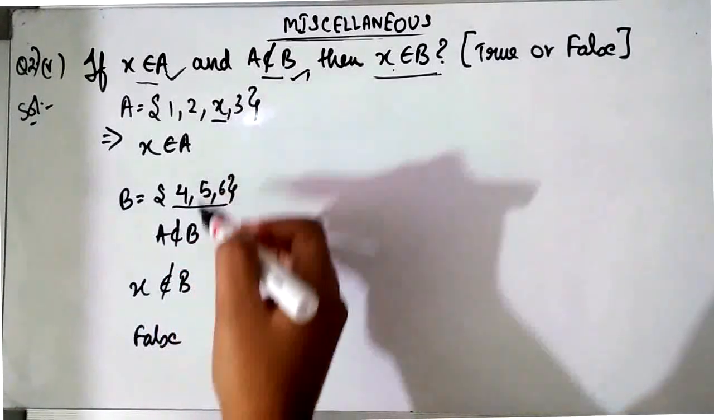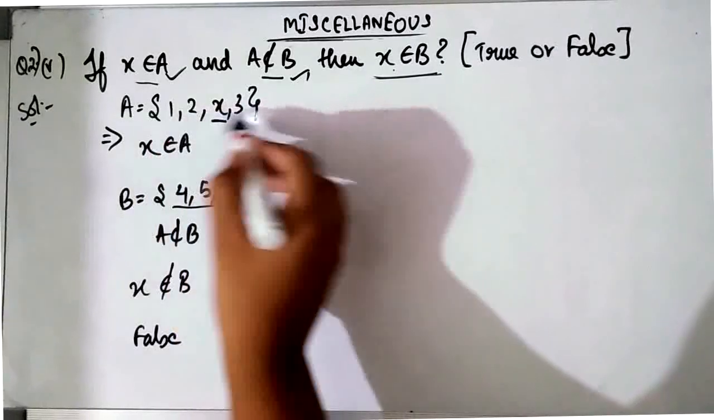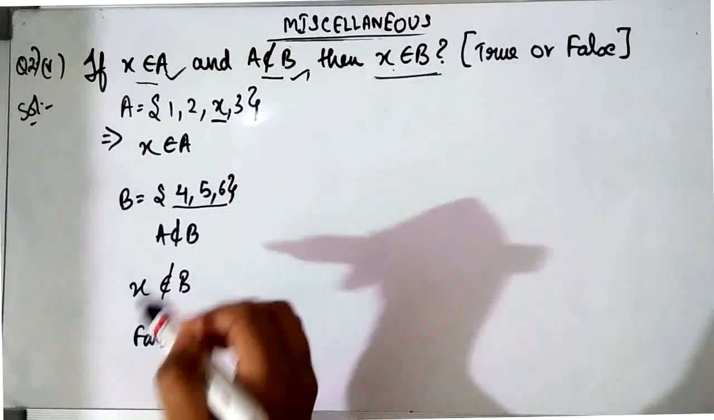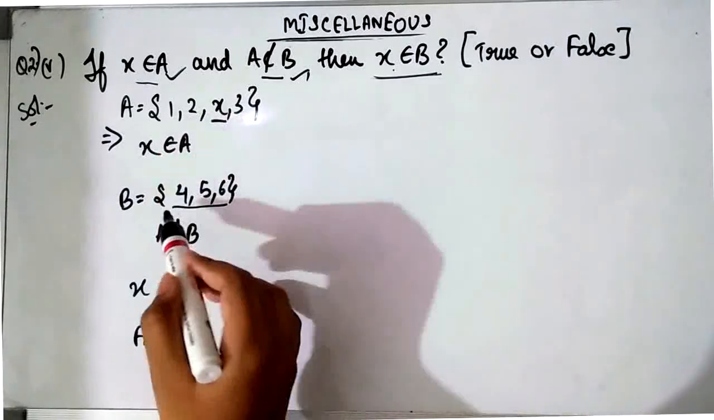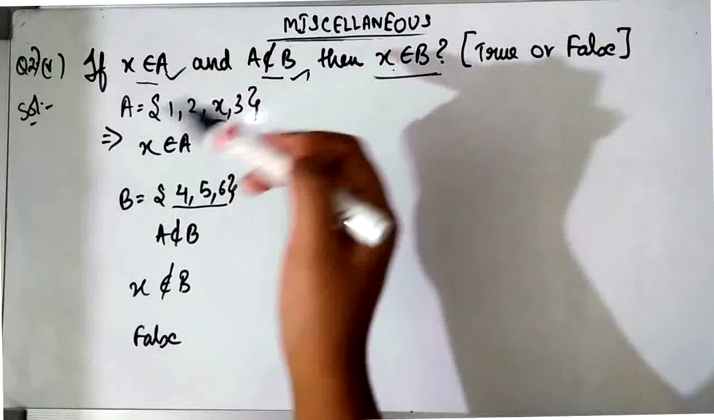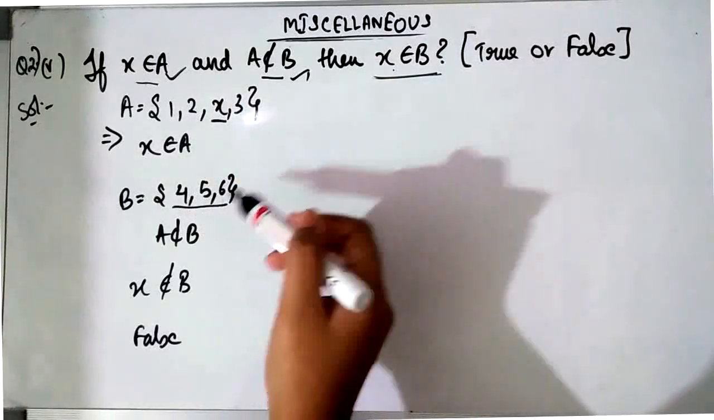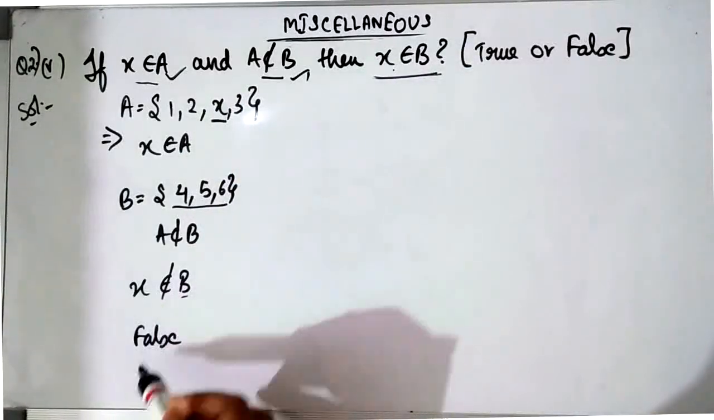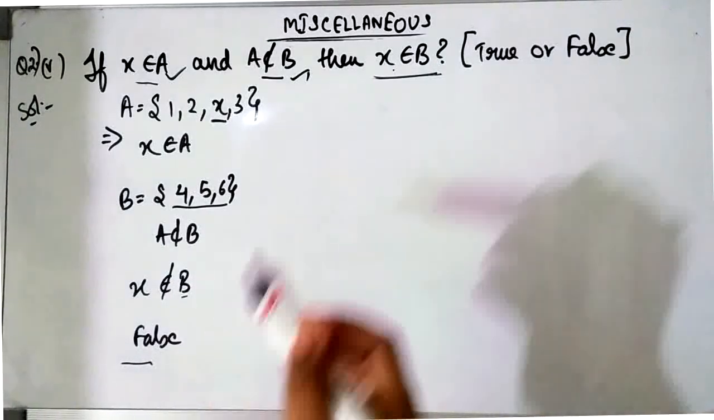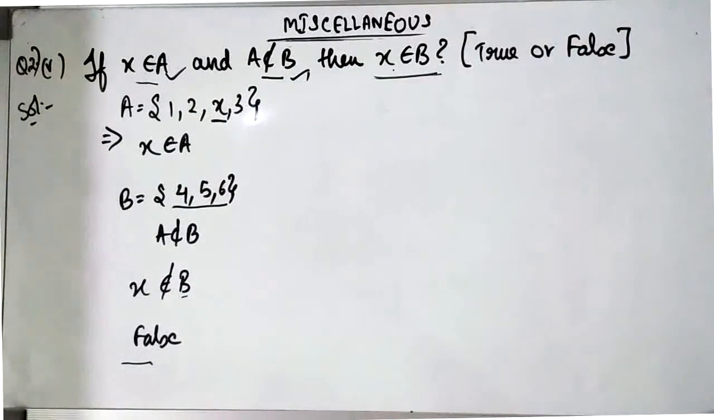If A would have been a subset of B, if all the elements of A were present in B, then you could have said that X belongs to B. But since the elements of A should not be present in B because A is not a subset of B, or you can say A is not a part of B, so with that we can say that X will not belong to B. So this statement is again false. So like this we need to take examples and check whether the statements are true or false.